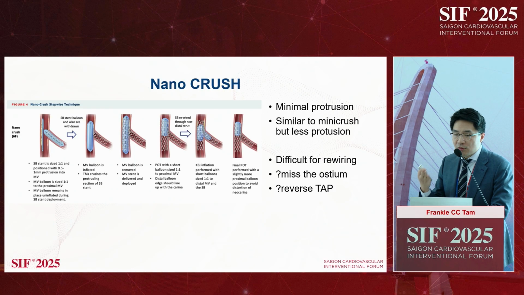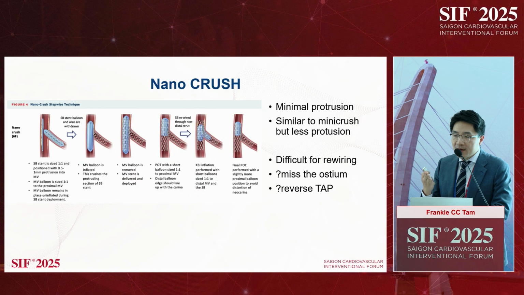The last one will be the nano crush, right? So the nano crush nowadays, again, has some popularity. The good thing about the nano crush is that it is much easier, with fewer steps than the DK crush. The rationale of doing the nano crush is that it has a minimal protrusion to the main branch, so it is actually similar to mini crush, but with less protrusion.